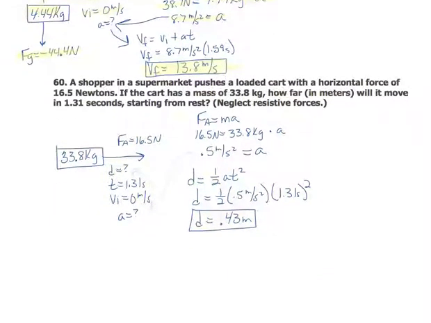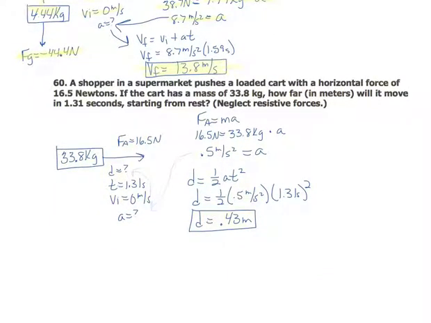The last example from class. A shopper in a supermarket pushes a loaded cart with a horizontal force of 16.5 newtons. So that's going to be my applied force. We have the mass of the cart. We're looking for how far in meters, displacement, it will move in this time interval, starting from rest, which means initial velocity is 0. And it says neglect resistive forces.